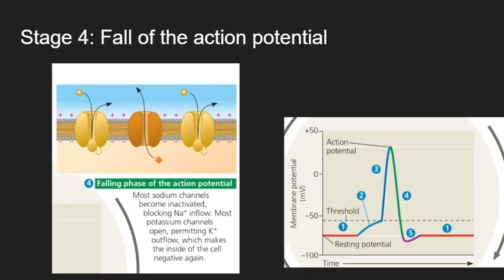In stage 4, the membrane needs to repolarize, so we see the fall of the action potential. The membrane potential, which is now positive, needs to reset. We need to bring it back down to the resting potential. During this fall of the action potential, notice that the sodium channels are blocked. The potassium channels, on the other hand, now open, and potassium rushes out of the cell. This repolarizes the cell, so the membrane potential becomes negative once again.